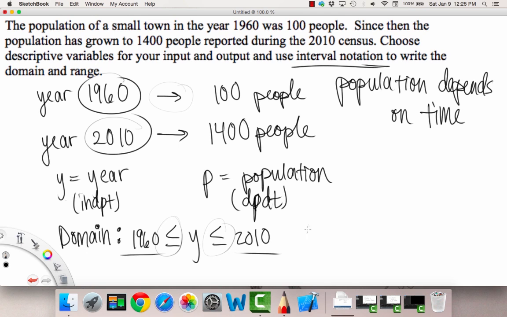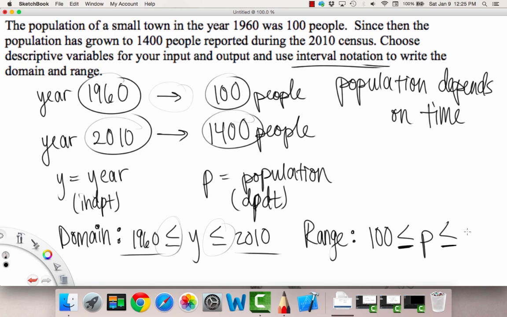And now let's look at our range. So our range has to do with the set of possible output values we could get from our function, right? And that would just be, again, we'll write an inequality. So p is in the middle. That means our population. And it ranged from 100 up to 1,400, including those values, right? So we have to have less than or equal to, because it was equal to at a certain point. And then p is less than or equal to 1,400 here, okay? So this is our domain and our range, okay? And this is in terms of inequality form, okay?